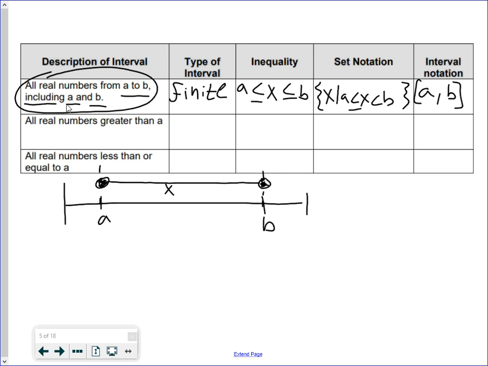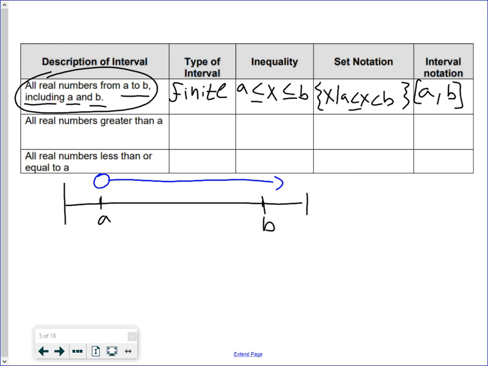Next, we have all real numbers greater than A. So now we need to do the same thing. First, let's actually do our number line. So we're starting at A, and we want all real numbers greater than A. Every real number greater than A. It doesn't include A, it doesn't say that, it just says every real number greater than A, so every number greater than A, but not including A.